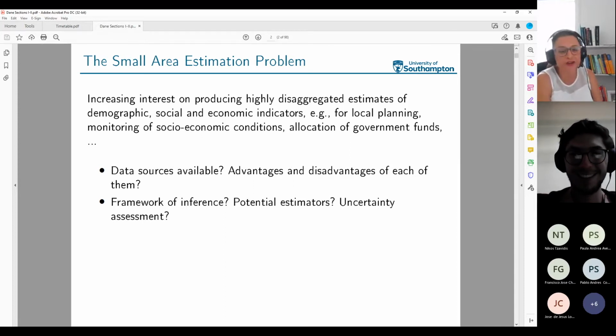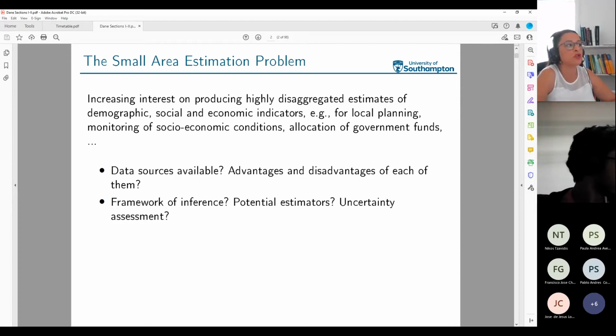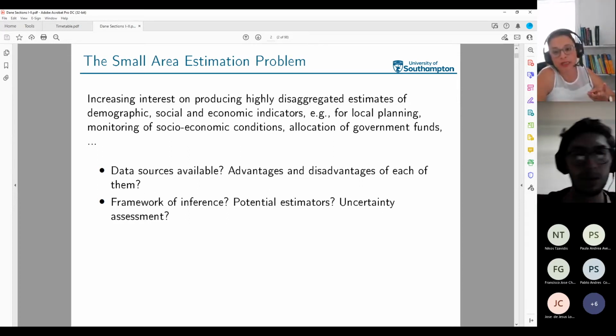So it would be very, very useful if you can jump in and make comments and interact with me in this section. So I'm going to start by describing that, and then I'm going to talk about the framework of inference, focusing on the two main frameworks that Nikos described before, the design-based framework, and then I'm going to talk about the model-based framework. How are they similar?